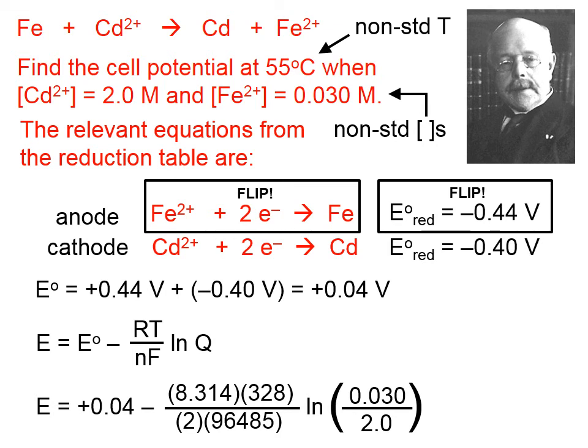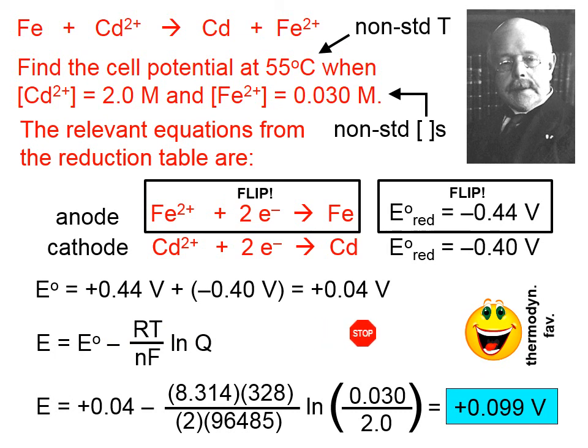If you know your properties of logarithms, you will note that the logarithm of this number will be negative. And that negative, coupled with this negative sign here, will give a net positive change, which means our cell potential will be larger than the standard cell potential of 0.04 volts. That is a thermodynamically favorable process, having a positive cell potential.